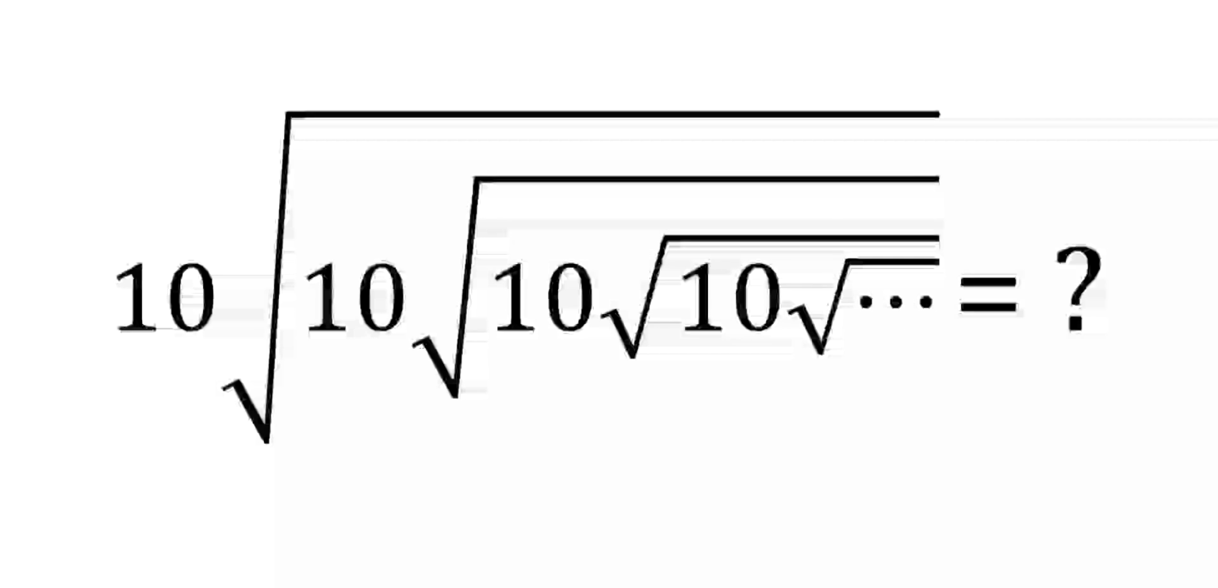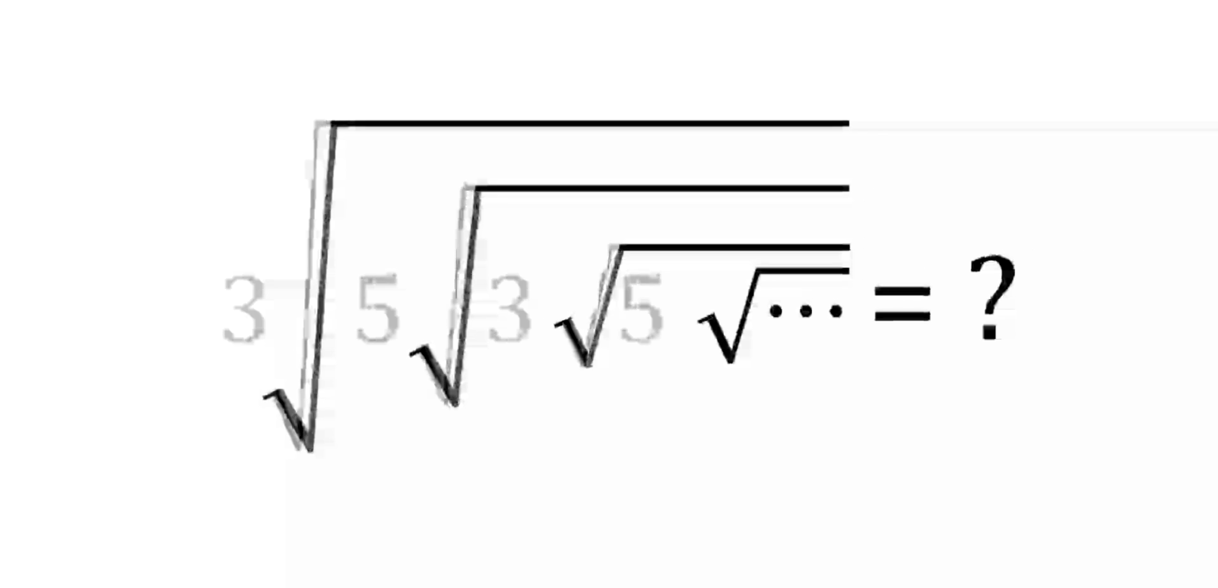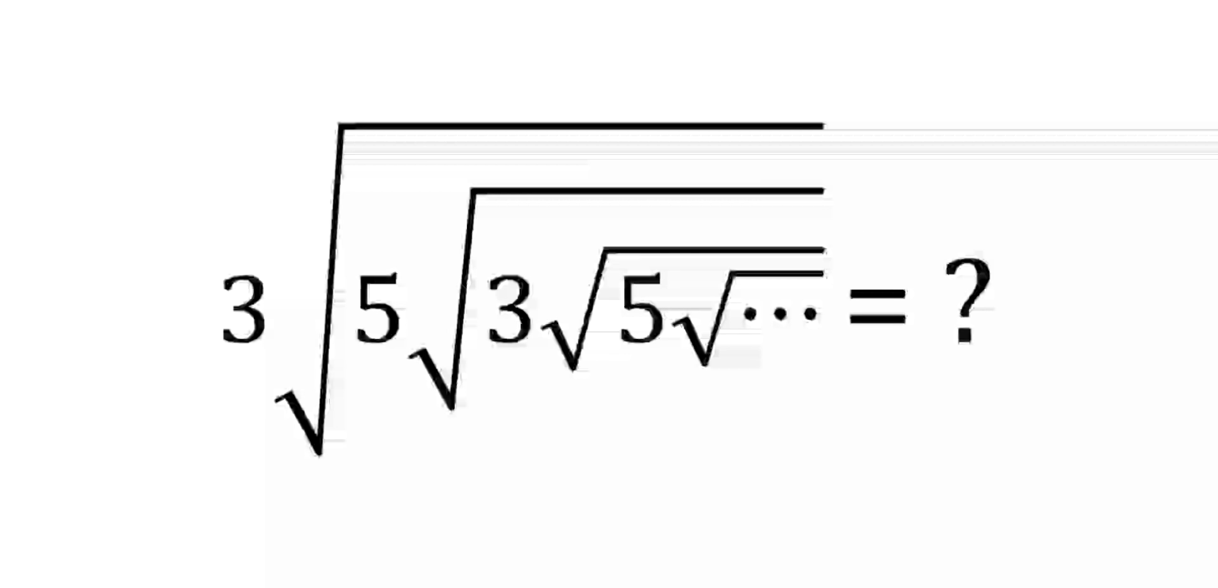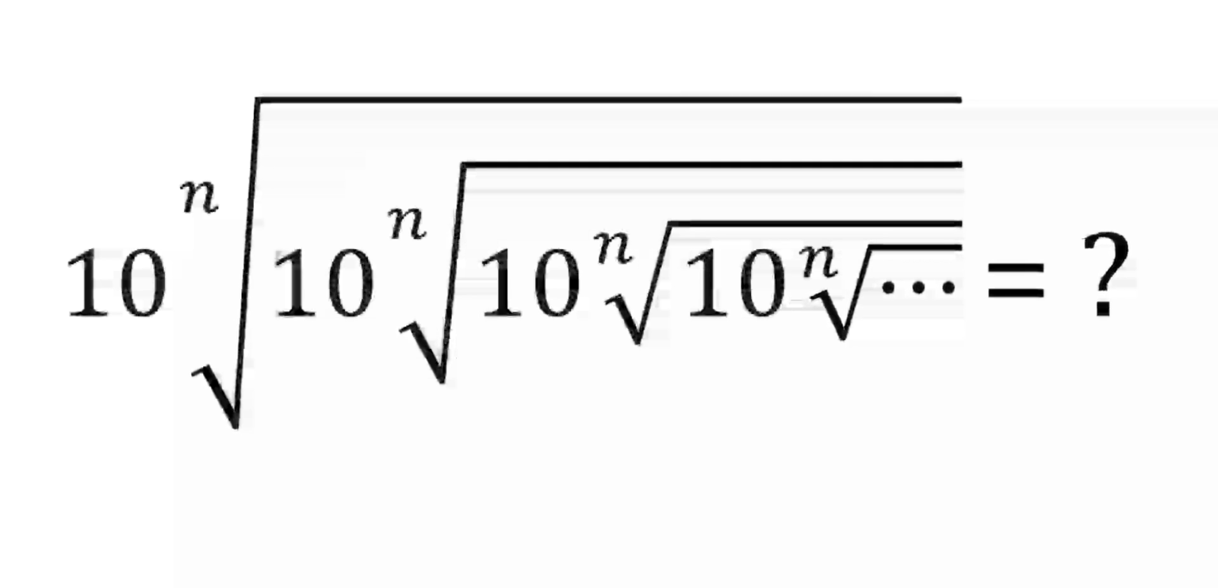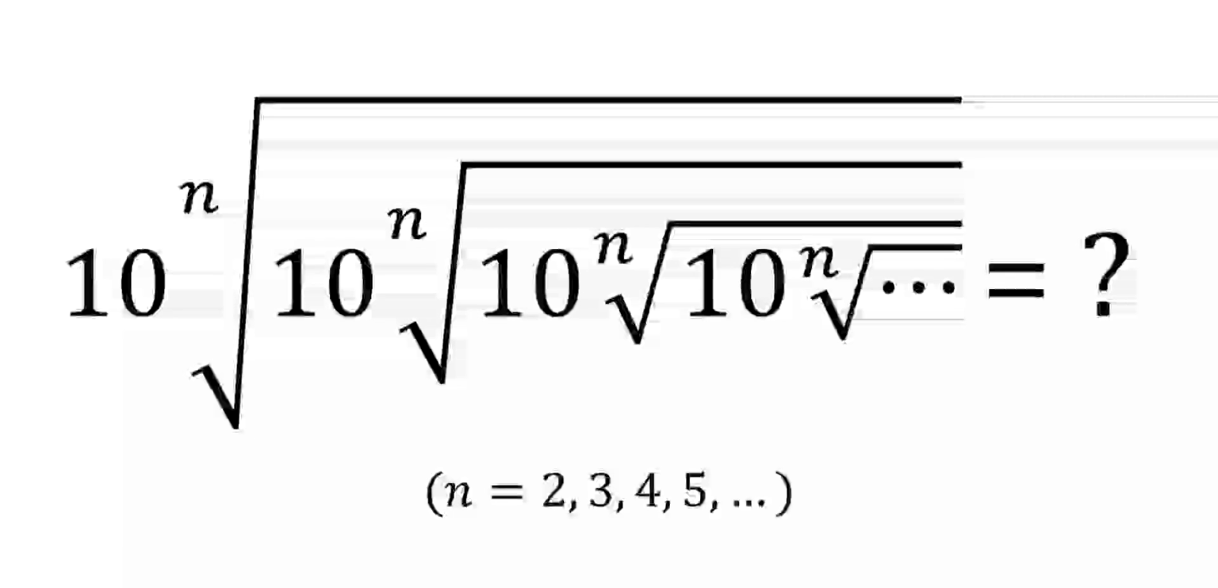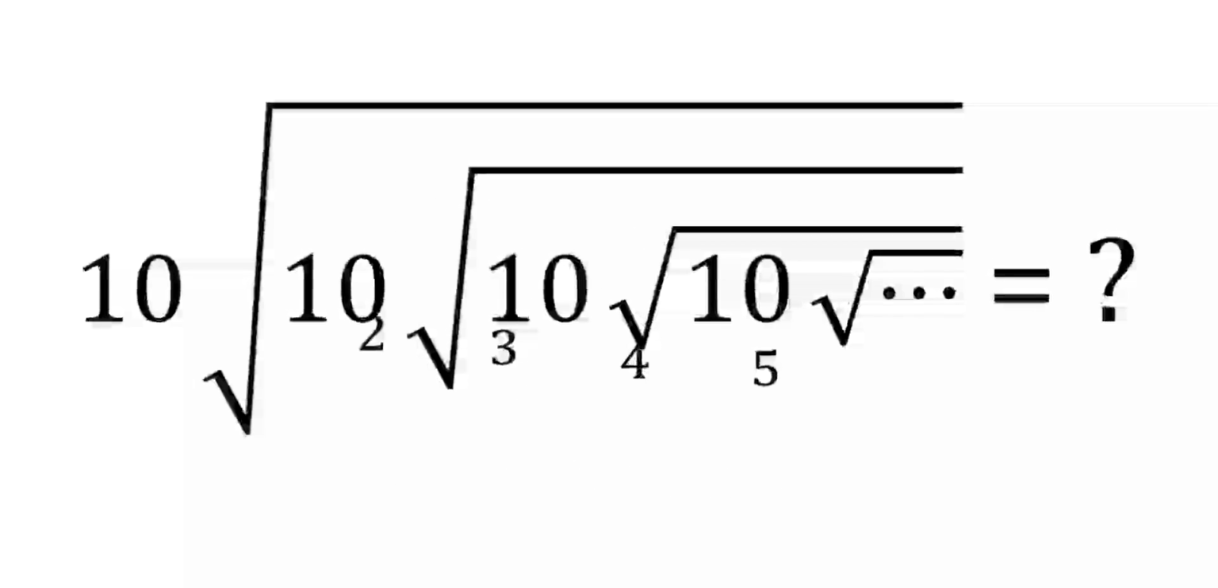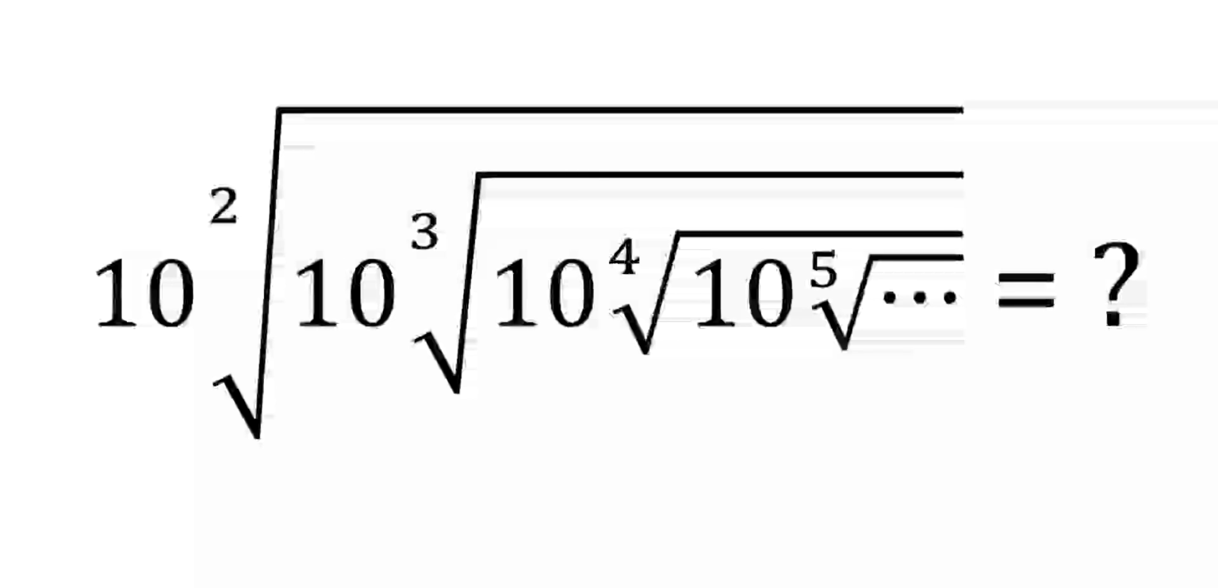If you can solve this problem, you can then consider the variation where, instead of 10, we have an alternation of 3 and 5. Another variation is to consider we have 10 under each radical, but instead of just having a square root, we have an nth root. This will be for n equal to whole number values like 2, 3, 4, 5, and so on. Finally, what would happen if, instead of one fixed value of this root, we have an increasing value.